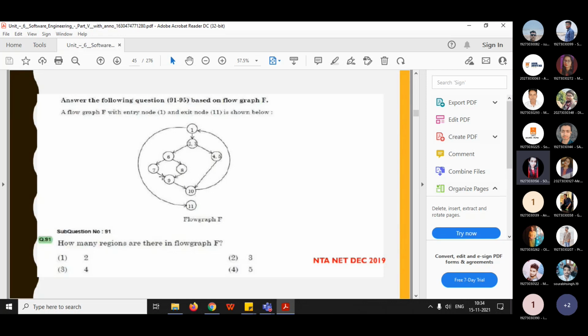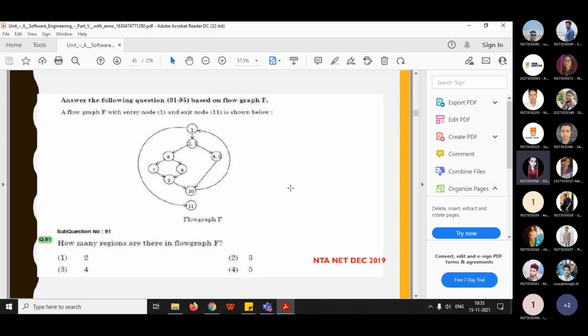How many regions can you tell me? Ma'am, 1, 2, 2 and 3, then 4 and 5, then 10, then again 1, and then 11. One region. Okay. Then 1, 2, 2 and 3, then 6, then 7, then 9, then 10, then again 1, then 11. Very good.